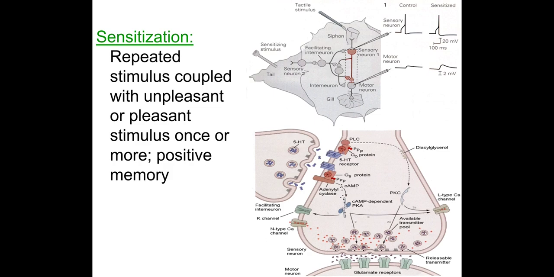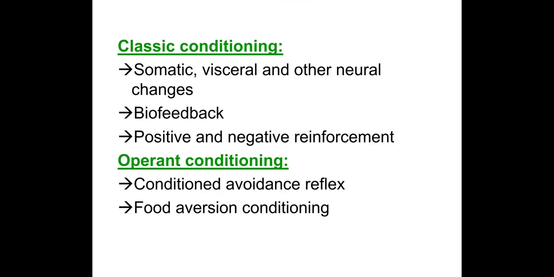This is the mechanism of sensitization, which is positive memory, and the molecular basis has been explained: decreasing the potassium conductance and increasing the calcium conductance, thereby enhancing neurotransmitter release, which increases the postsynaptic response. In classical conditioning, we saw that somatic, visceral and other neural changes can be made to occur as a conditioned response. The conditioning of visceral responses is called biofeedback. The changes that can be produced include alterations in bowel movements, heart rate and blood pressure. Conditioned decrease in BP has been used for treatment of hypertension, which is a classical example of biofeedback. It can have positive and negative reinforcement, which is about classical conditioning, which is associative and non-associative.